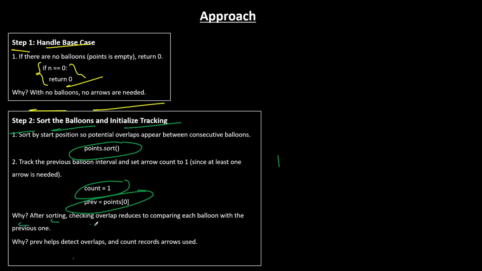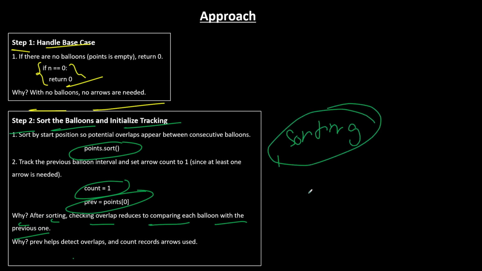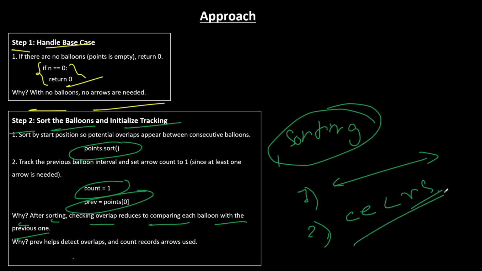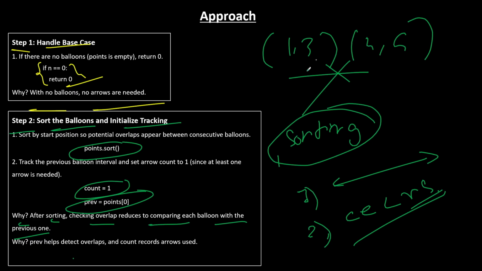Why? After sorting, checking overlap reduces to comparing each balloon with the previous one. And we also know why we did the sorting, right? We got two reasons for sorting. First, on the number line, all the ranges get sorted indirectly. Second, if the current end is less than the next start, that means they are not overlapping. Suppose it was 1 comma 3, then 4 comma 5. They are never going to overlap because we already sorted the values. Now why previous? Previous helps detect overlaps and count the arrows used.